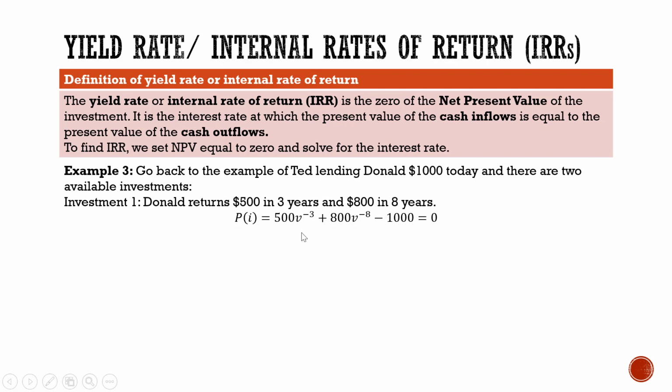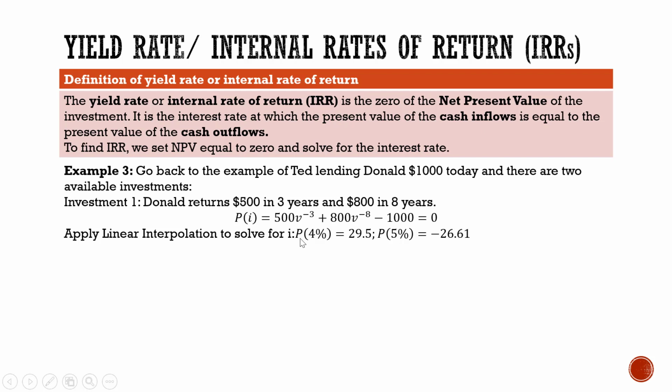However, this is a very complicated equation that we cannot theoretically solve. So to find I here, we are going to apply a method called linear interpolation. To apply linear interpolation to solve for I, we find two interest rates that make the net present value one negative and one positive.